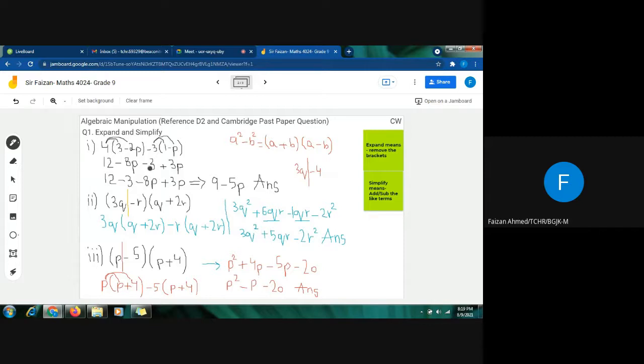Like terms can be added or subtracted. Unlike terms cannot be added or subtracted. So what will I do? I will just arrange it.